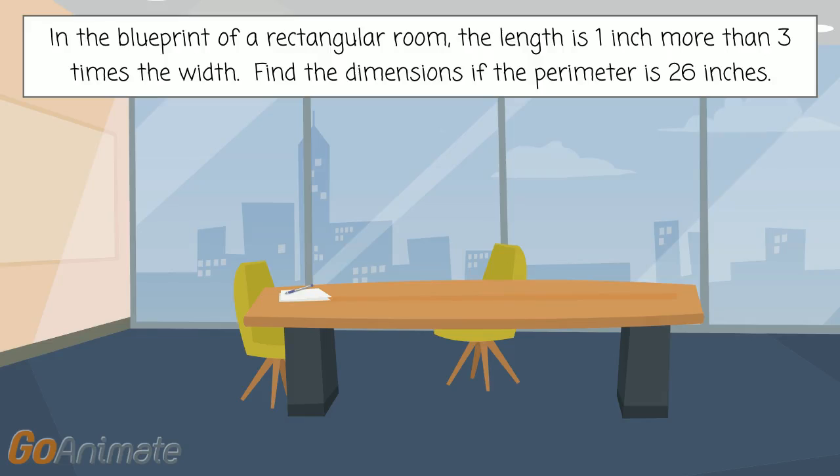In the blueprint of a rectangular room, the length is 1 inch more than 3 times the width. Find the dimensions if the perimeter is 26 inches.